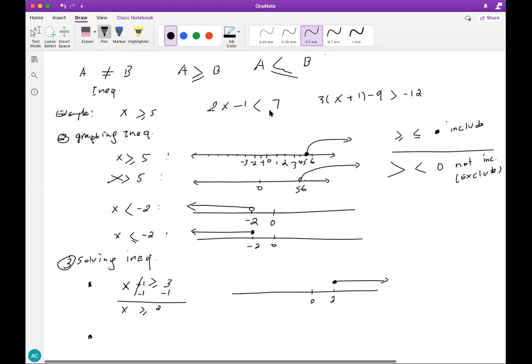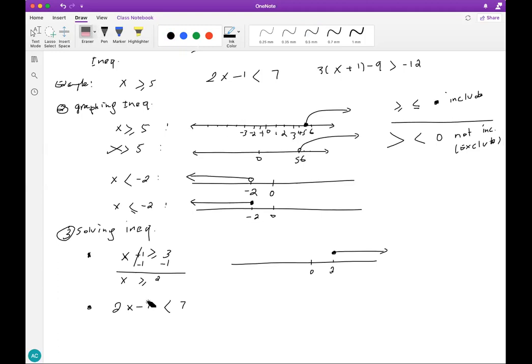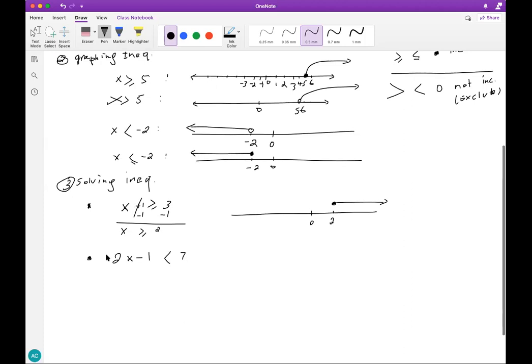Let's make this a little longer. Maybe let's do that one here. 2x minus 1 less than 7. The last one took one step to solve. This is going to take more steps. How many steps is it going to take to solve this one? 2 steps. So the first one is to cancel the negative 1, then we cancel the 2. Let's cancel the negative 1. I'm going to add 1 to both sides.